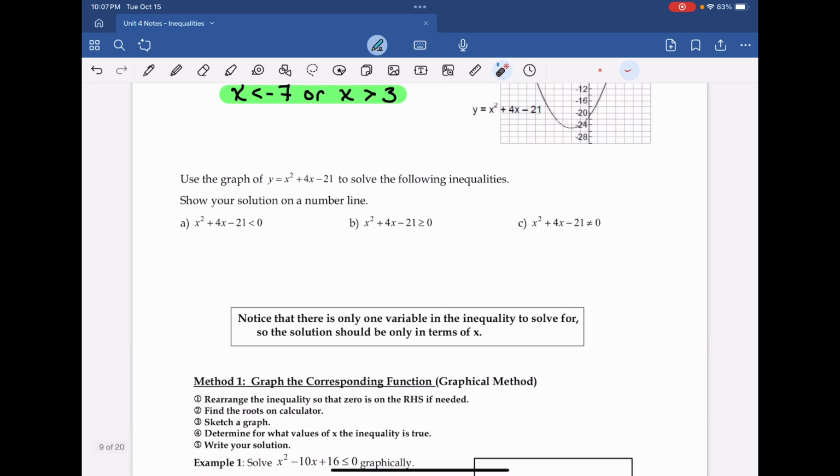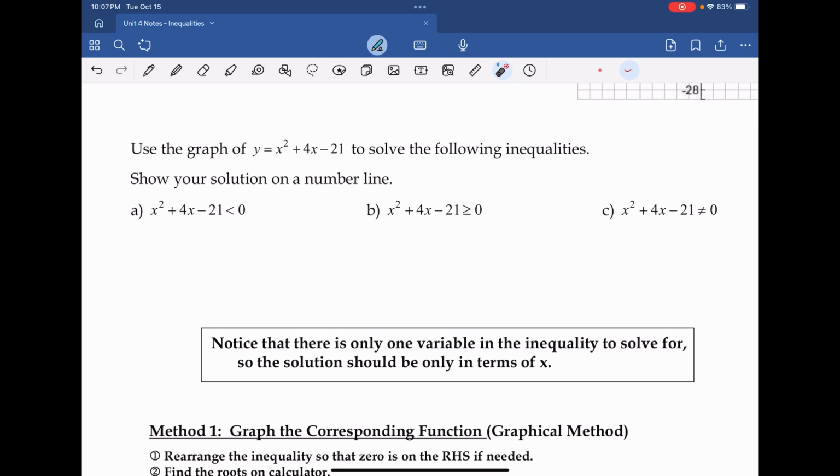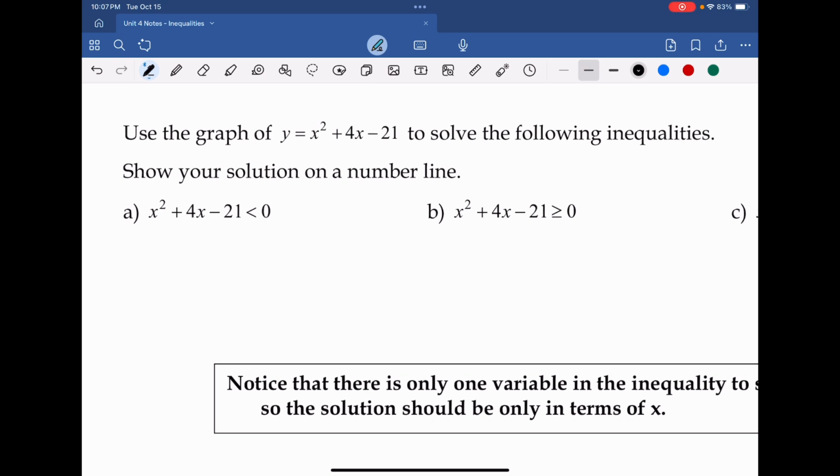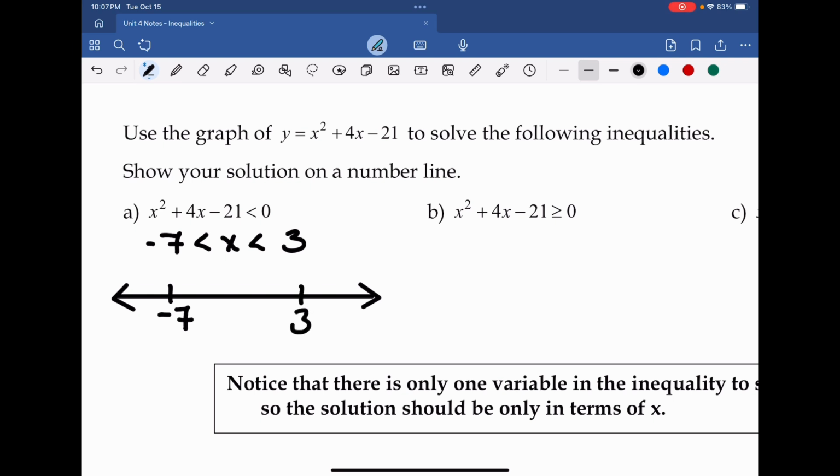Now, let's take a look at this piece here. Use the graph that was given above to solve the inequalities. Show your solution on a number line. Now, where is it that this overall function is less than 0? We said that it was between those x values. So right away on the above graph, just as we've discussed, where it was less than 0 was when it was between -7 and 3. If this is the case, then we're going to draw out our number line. So here's our number line, and I'm going to write that we have -7 on the left-hand side and 3 on the right-hand side of this number line.